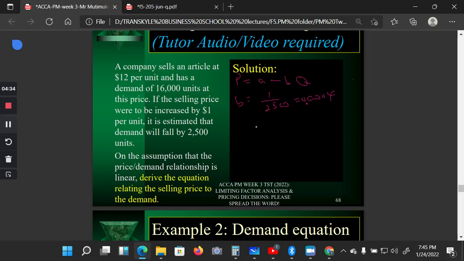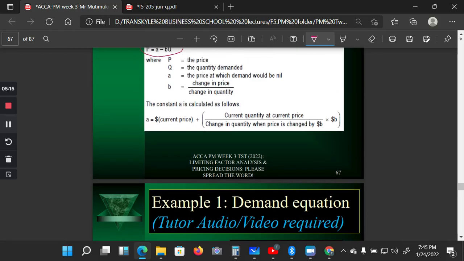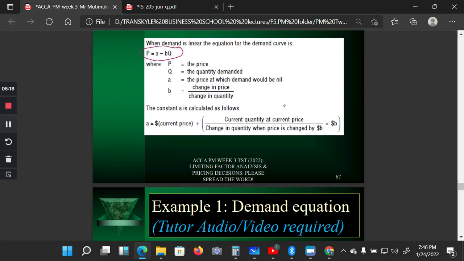And then let's find our A. We found B. What about our A? We are told the current demand is 16,000, fine. Our Q from the question is equal to 16,000. That's our Q. So A is equal to the price at which demand would be zero, so A is $12 plus... Remember this, that's the formula, and this is how we are going to calculate our A.